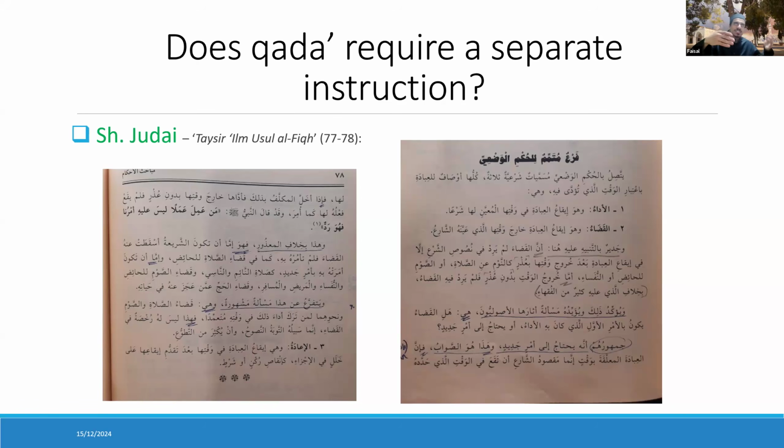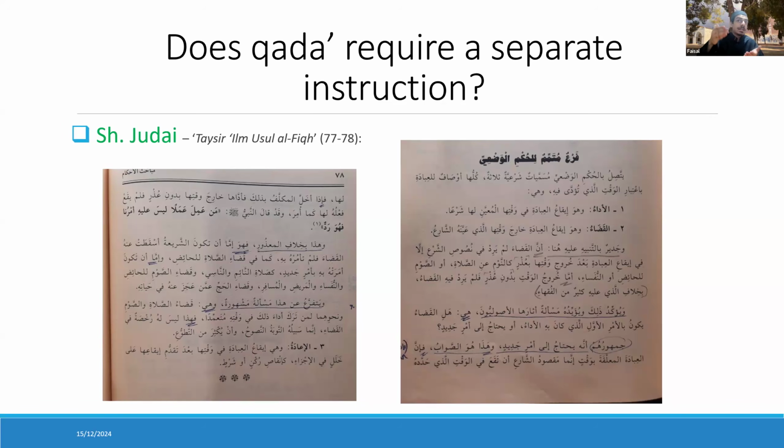So now here's a question that arises that we've just mentioned before. Does qada require a separate legislation or a separate instruction, or is it included within the initial instruction to fulfill the action? Now, what does Sheikh Abdullah al-Judai say? He says, جمهورهم, according to the majority, أنه يحتاج إلى أمر جديد, that it actually requires a separate legislation. So it requires a separate instruction. وهذا هو الصواب. This is the correct view according to Sheikh Abdullah al-Judai.